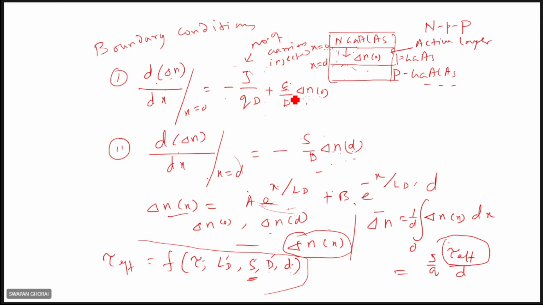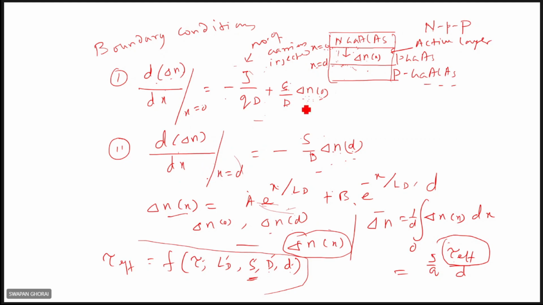So that is actually S by D delta N into 0 at x equal to 0. Here it is at this surface, x equal to 0. Surface recombination will be there, as well as carrier injection. So that is the difference. We get the d delta n upon dx at x equal to 0.